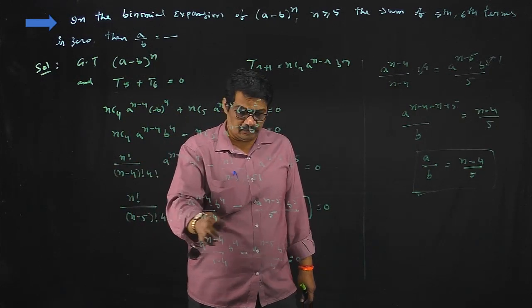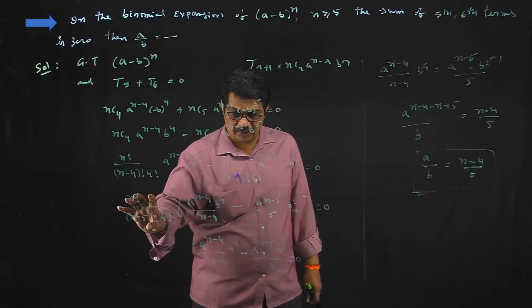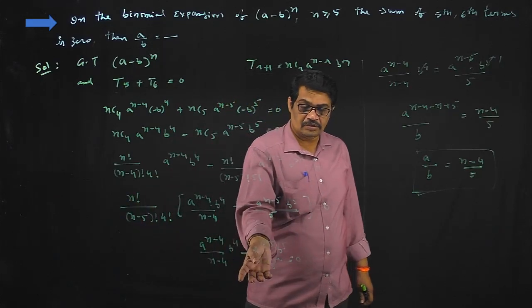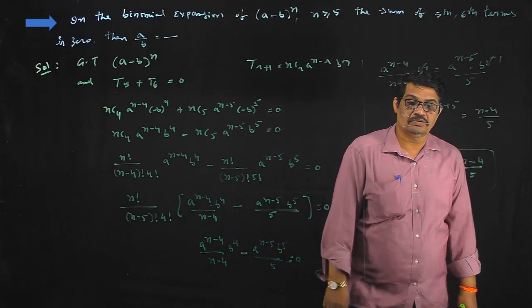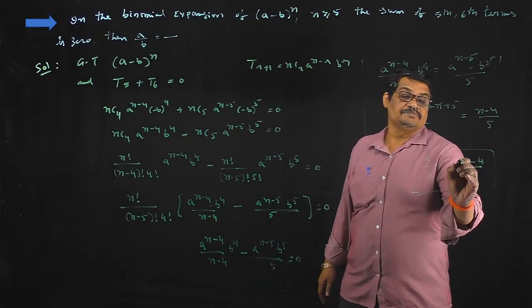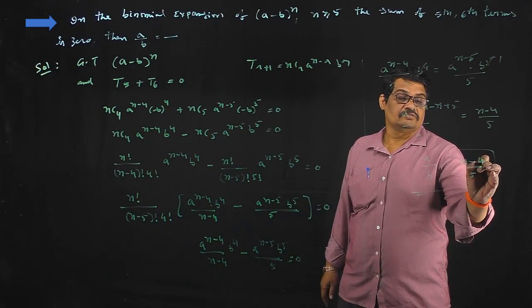So the remaining two terms here sum to 0. This common factor is not equal to 0, so the remaining factor is 0. Now from that we are simplifying. We are getting a by b is equal to (n minus 4) by 5. Okay.